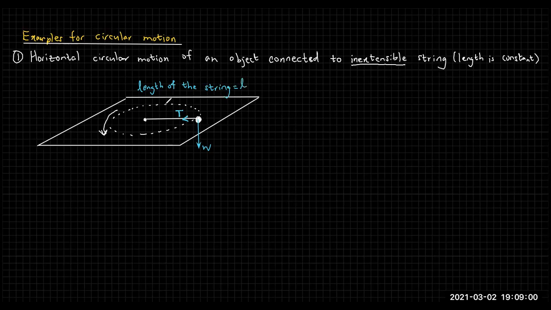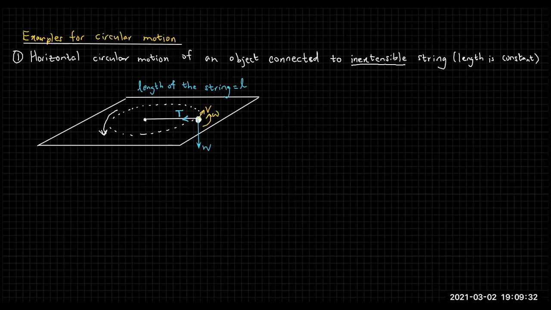So whenever an object is performing circular motion, we have to define a few things: the tangential force, the tangential acceleration, the tangential velocity, and the angular velocity.